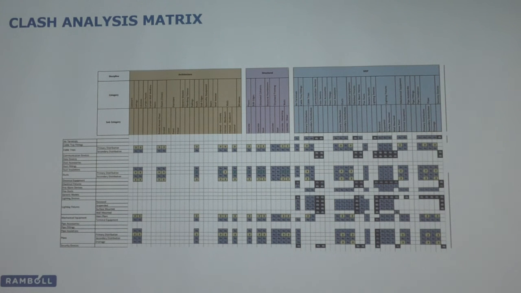Orange being MEP, purple being structural, blue being MEP, purple being structural, and orange being architecture. And down the left-hand side is all the MEP services. This uses Revit categories as a way to delineate it, but the concept works no matter what list you use. You can use Uniclass quite successfully. And you basically, the boxes, you probably can't see them because they're quite small, include a stage number.